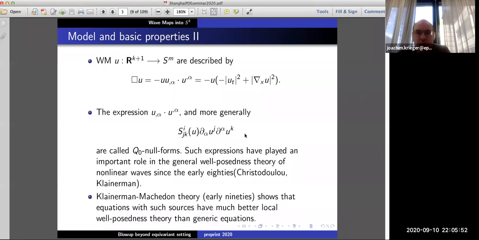And later in the 90s, or in a second phase, Klainerman and Machedon realized that these null structures are also important for the question of local well-posedness. And they showed that in fact, equations with this null structure, for example, in 3 dimensions, in particular in low dimensions, where this issue comes up, you can get very good results. You can almost go all the way to the scaling regularity, whereas for certain equations without null structure, you can give counterexamples to this.